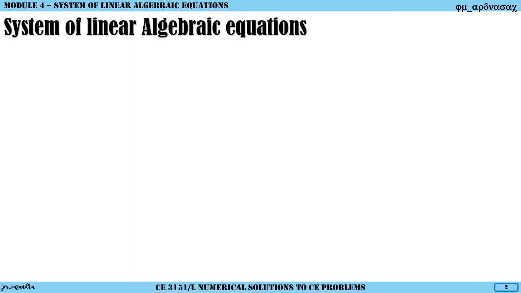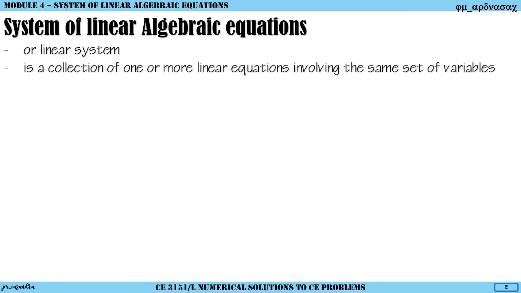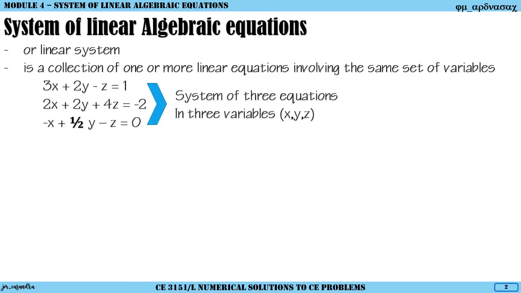An introduction. A system of linear algebraic equations, or simply called a linear system, is a collection of one or more linear equations involving the same set of variables. So given the following equations, we have 3x plus 2y minus z equal to 1, 2x plus 2y plus 4z equal to negative 2, and negative x plus 1/2 y minus z equal to 0. These three equations now are a system having three variables, x, y, and z.